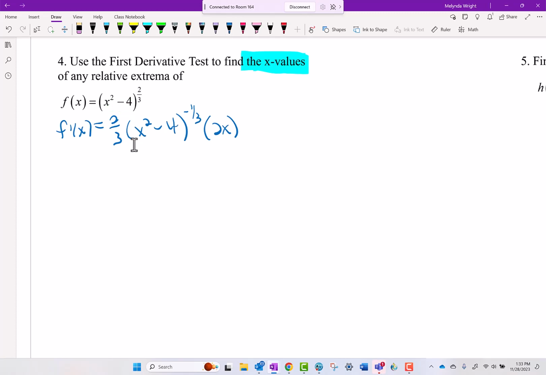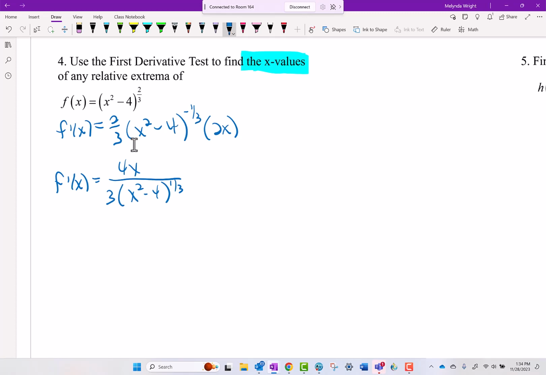That's my derivative. Okay, so what am I supposed to do to it? I'm supposed to set it equal to 0, but I need to clean it up a bit. So f prime is, I've got the 2 times the 2x, so that's 4x over, this is a negative exponent, so I'm going to shove it on the bottom. So that's x squared minus 4 to the 1/3. And that's my derivative.